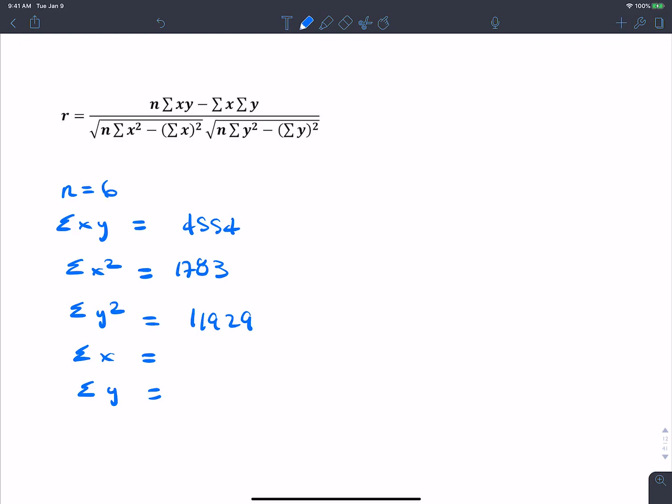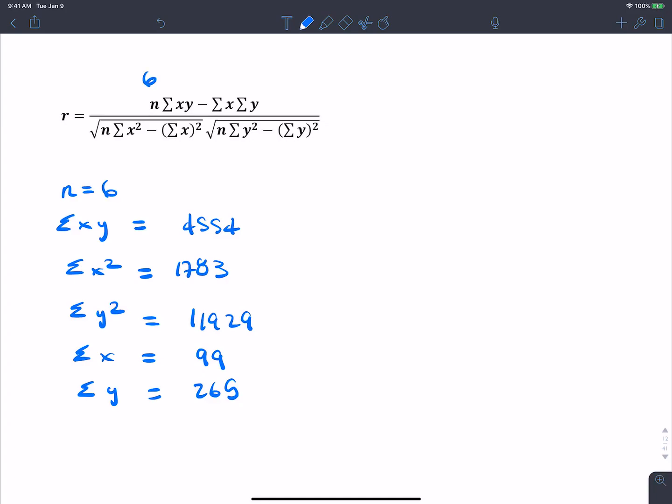All right, what's the sum x value? 99. And the sum y value? 265. Good. We're going to use all these values. You say, well, what do I do? I plug them into this equation here, punch it in our calculator, and we're done. So n here is 6.